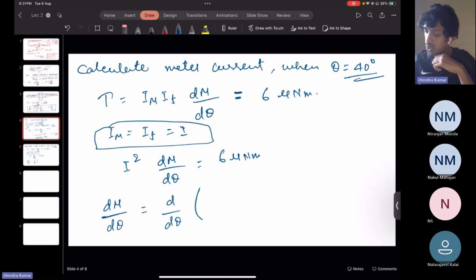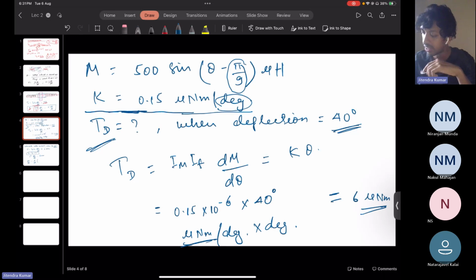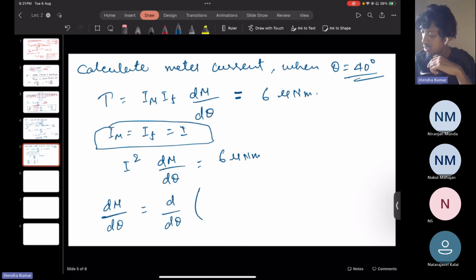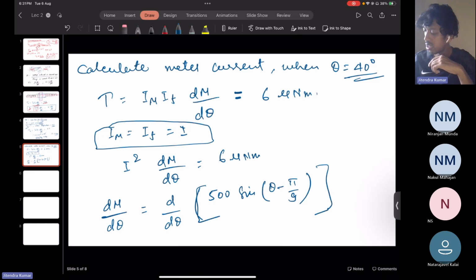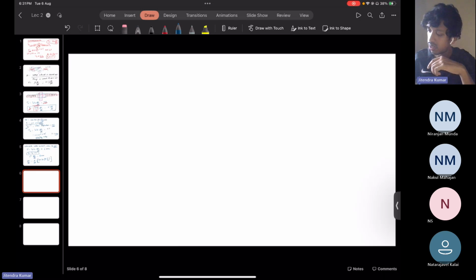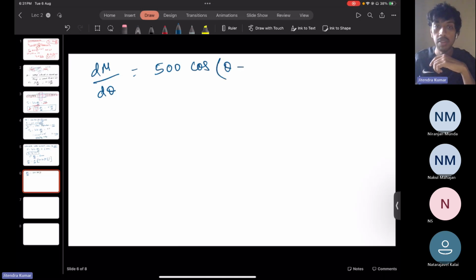Since the expression of M was provided here, isn't it? 500 sine theta minus pi by 9. So we can differentiate it further. dM by d theta is equal to 500 cos theta minus pi by 9. Okay, so this is the differentiation.